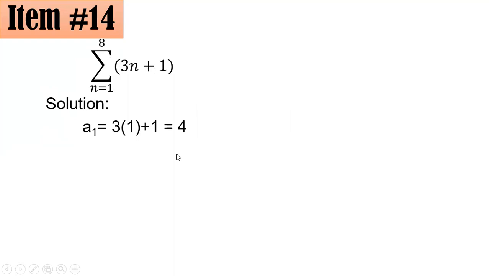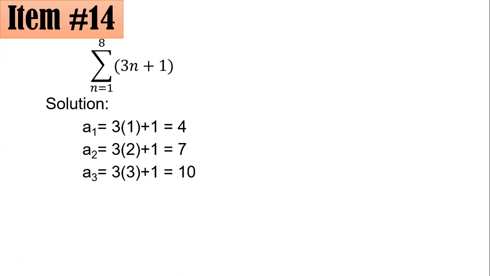If you have the second term, if n is 2, it will be 3 times 2, that's 6 plus 1, which will be 7. For the third term, let n be equal to 3, and you will have 3 times 3 plus 1, which is 9 plus 1 or 10. And so on until the 8th term. So you will have 3 times 8, that's 24 plus 1 or 25.